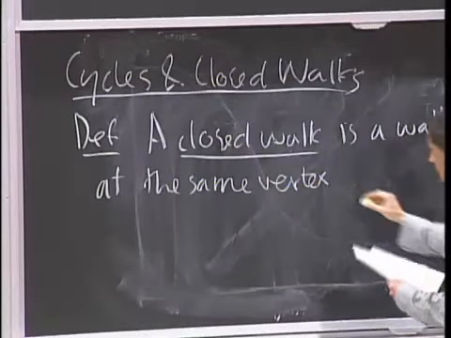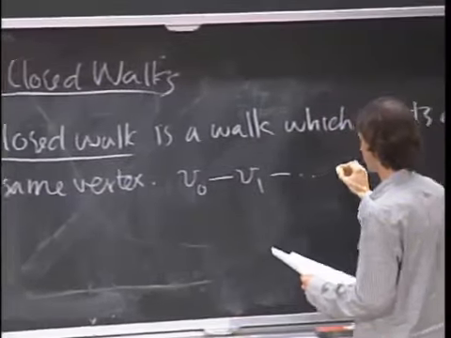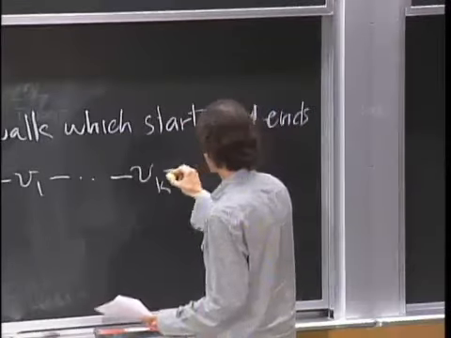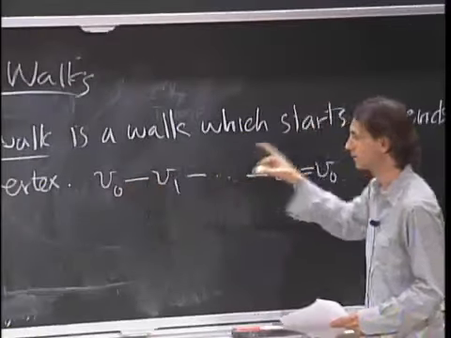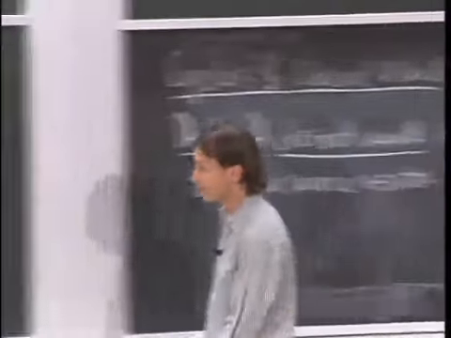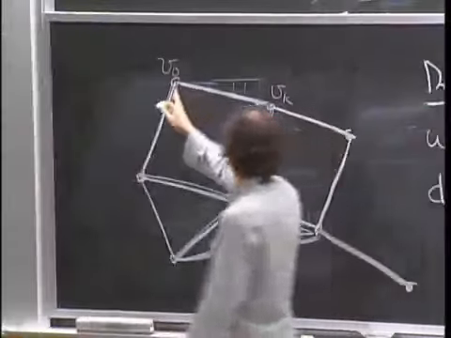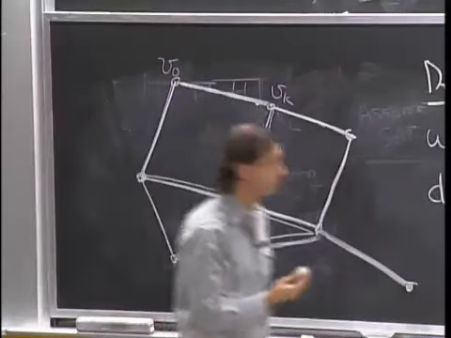So this is all pretty straightforward. So we have V0 connected to, say, V1 all the way up to Vk. And Vk itself is equal to V0. So you have a walk that goes all the way from V0 back to Vk. For example, in this graph, you could have walked all the way back to V0, and you would have a closed walk.